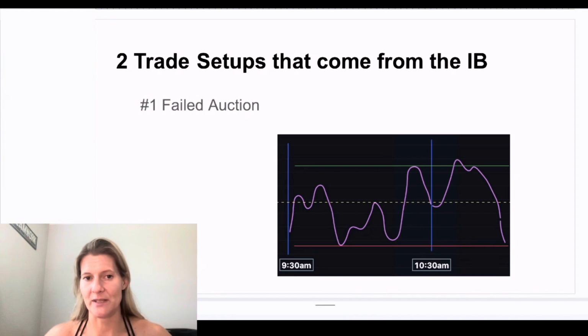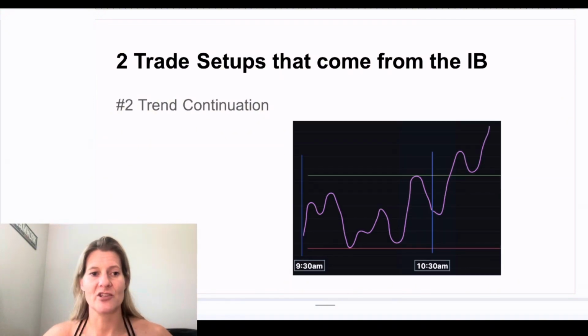You can also take two trade setups from this initial balance, also called IB. The first one is a failed auction. Here you have that same 60-minute range, high and low. As price continues beyond the first hour, in this example, it briefly trades above the initial balance high, then closes back within the range and continues lower. In these examples, you can typically target the midpoint of the range, or sometimes even the opposite end of the range. So that's trade setup number one.